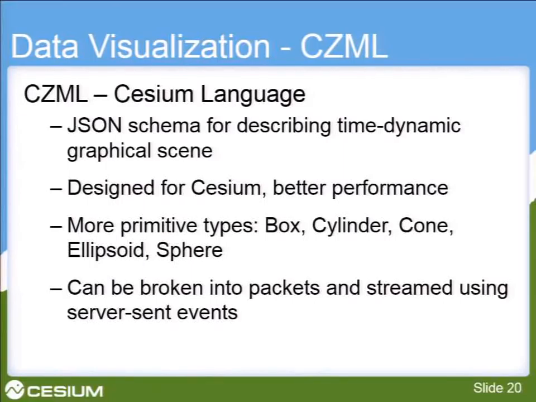Also, CZML has more built-in features that Cesium has. So I've seen some crazy KML files that have made complex 3D shapes by having like 1 million different polygons put together to make these shapes. You don't really have to do that with Cesium because we have a lot of these 3D primitive types built in, such as your boxes, cylinders, and cones.